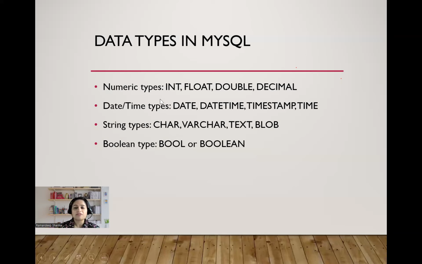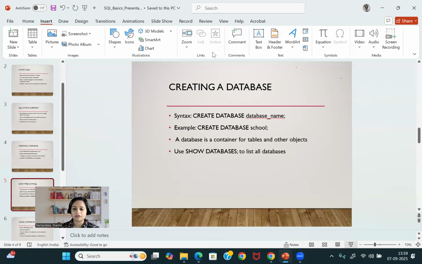Okay, the first one is numeric types. This is for the integer values or the floating values. All the numeric numbers come into this category. Got it?